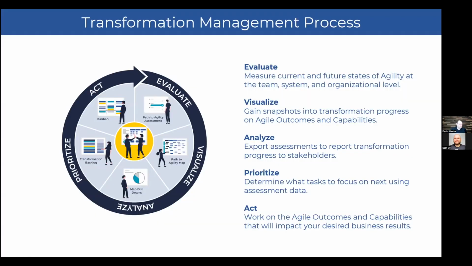So what we're going to be looking at when we talk about transformation management, or you could look at this as just continuous Agile improvement. We look at things in a couple different ways. We need to be able to evaluate where we are, visualize that, and analyze, make some sense out of that. So what is going on that will inform our next actions that we can prioritize and act upon. And we're going to walk through all of these different elements today and share with you how we go about solving for those problems and those challenges.